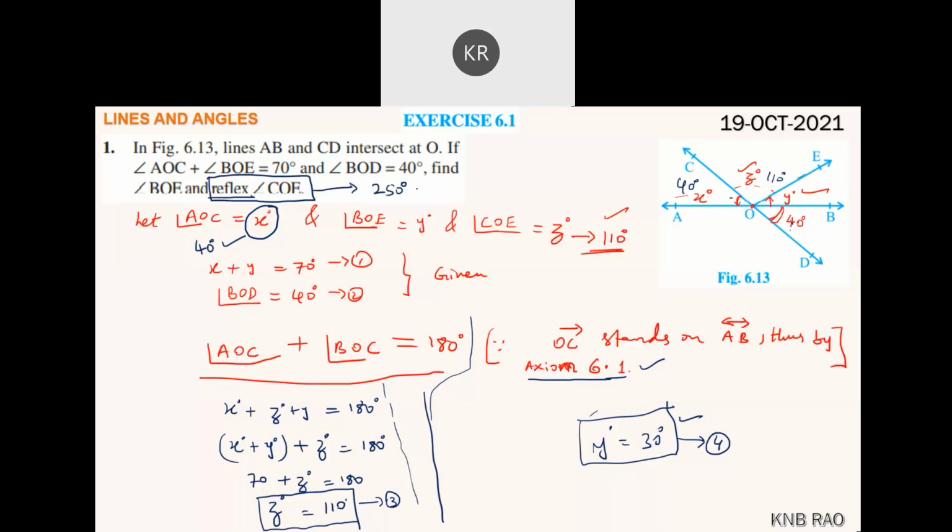You know how it comes also. From here, 360 degrees minus 110 degrees, AOD. Yes, I had not seen this at all. Sorry. Good.